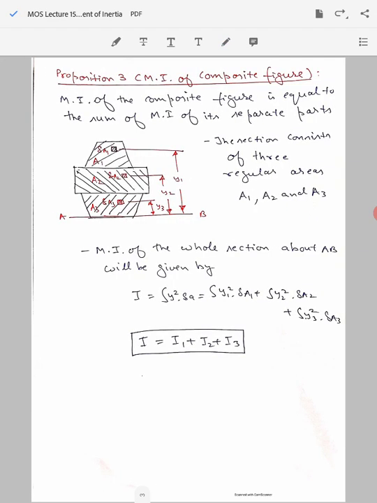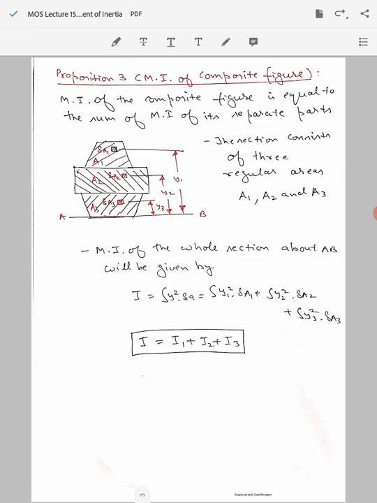Now let's look at the third proposition. What is the third proposition? It is the moment of inertia of the composite figure. What it says is that the moment of inertia of the composite figure is equal to the sum of the moment of inertia of its separate parts.